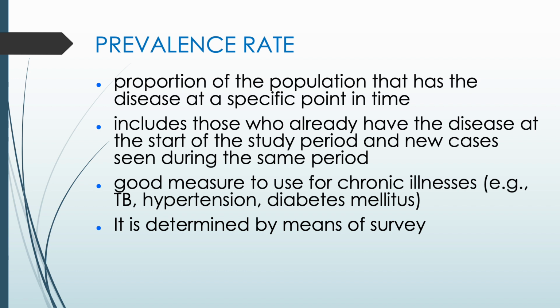Prevalence rate is the proportion of the population that has the disease at a specific point in time. It includes those who already have the disease at the start of the study period and the new cases seen during the same study period. So it's a good measure to use for chronic illness, for example TB, hypertension, diabetes mellitus, or long-standing illnesses. It is determined by means of survey. The key here is both those who already have the disease plus the new cases.